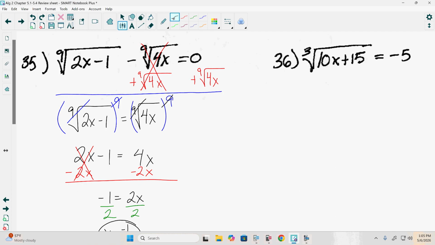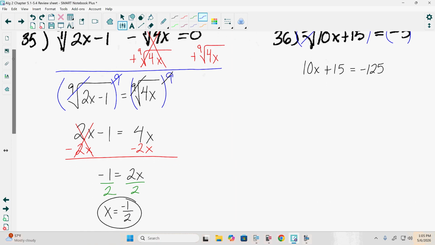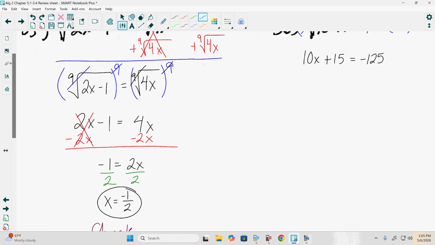Over here, let's look at 36. This still works, even though the radical is by itself, because we have an odd root. We're taking the cubed root, the third root of this here. Now we do have one root, one radical. It is by itself. So we can put both sides to the nth power, and that power is 3. And we do that because we want that third root and third power to cancel, telling us that 10x plus 15 is equal to negative 125, because negative 5 cubed is negative 125.